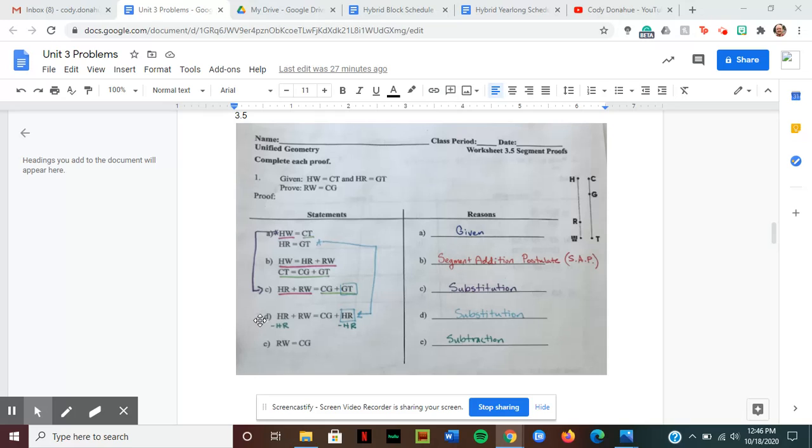And now lastly, I need to get from D to E. If you notice, both sides have an HR, and when we get down to statement E, the HRs are missing. So we had to subtract HR from both sides, and when we did that, we were just left with RW equals CG. So to get from D to E, we had to use the subtraction property.